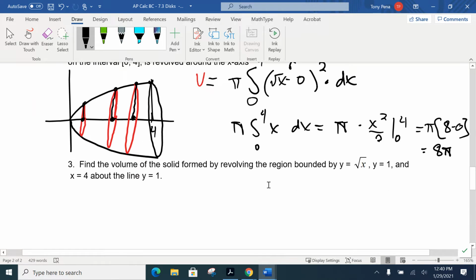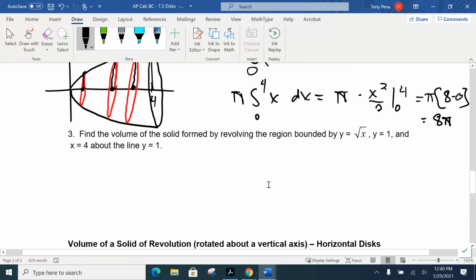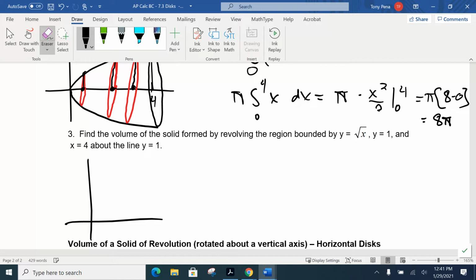All right, 3. Root x again. So draw in the square root of x again. We're still going to go to x equals 4. But instead of the x-axis this time, I want you to use y equals 1.